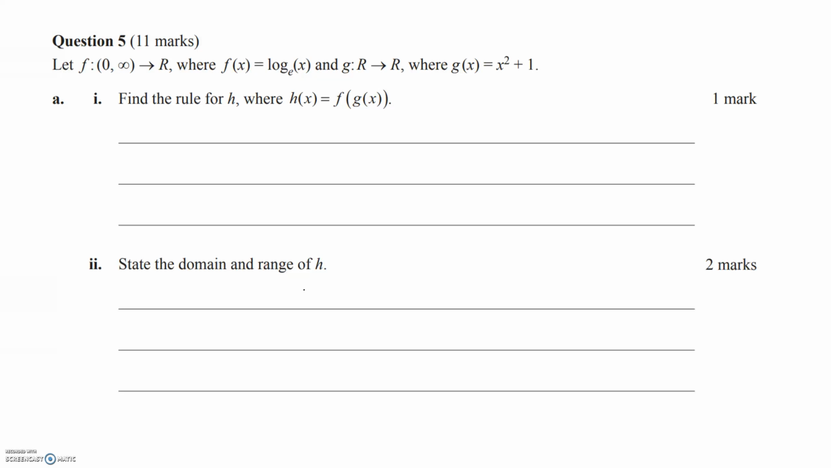Okay, so this question is going to get us to play around with functions a little bit. It's starting out quite nicely, just asks us to find the rule for h where h is equal to f of g of x. So, well, f(x) is just equal to log e of x, and g(x) is equal to x squared plus 1. So f of g of x is just literally substituting g of x into where the x is in f of x.